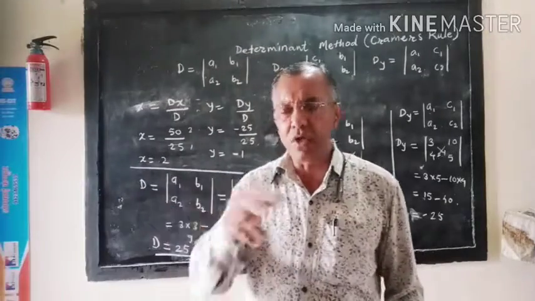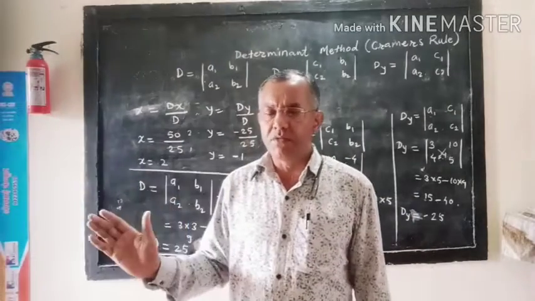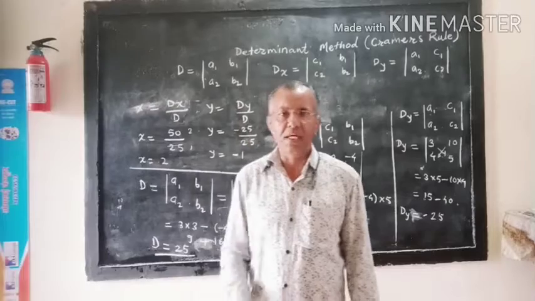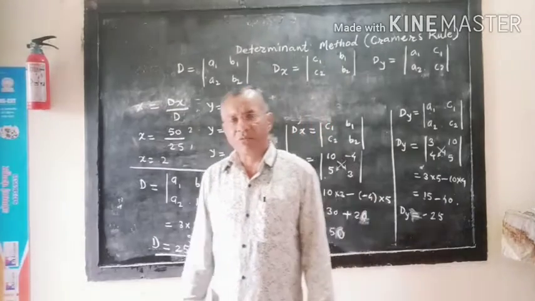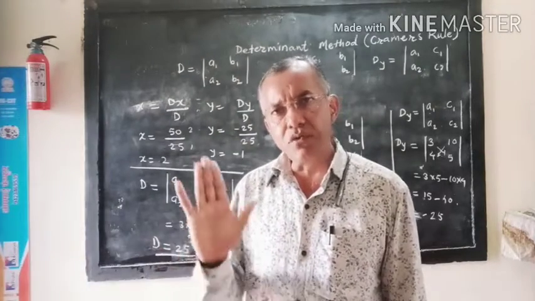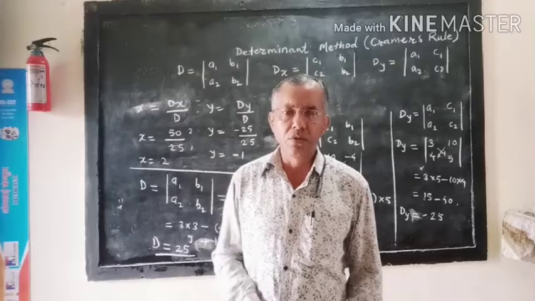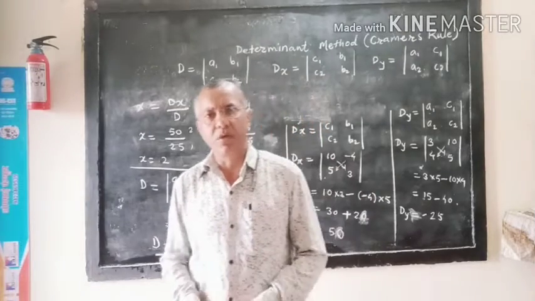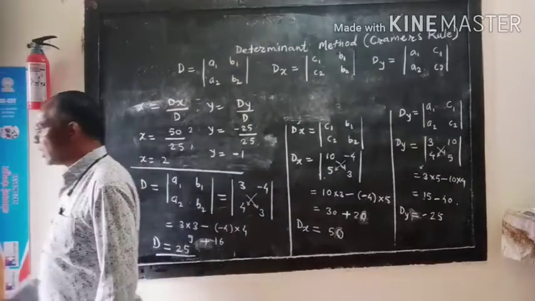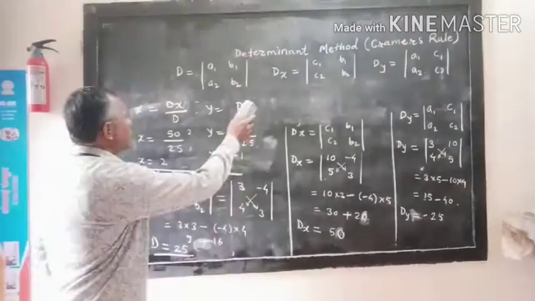After writing the values of a1, b1, c1, a2, b2 and c2, you have to find the determinant, that is D. After finding D, you have to find the value of D of x. After that, you have to find D of y, and at last x is equal to D of x by D and y is equal to D of y by D. These are the steps for Cramer's rule, and we will continue with the second example, and I will write here second example.